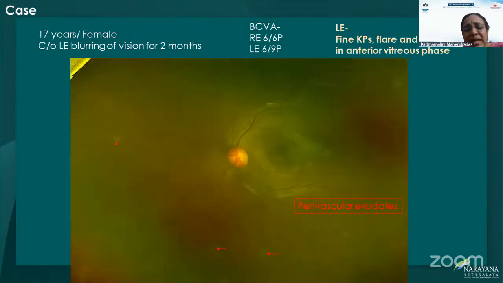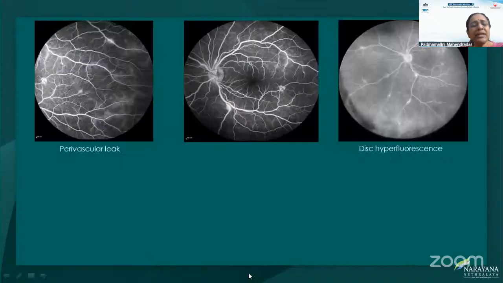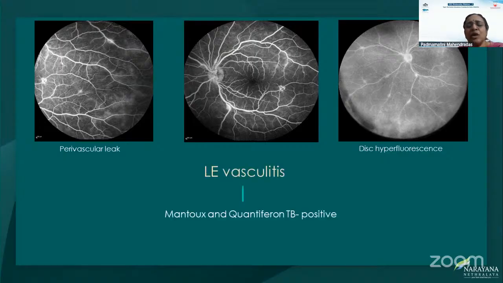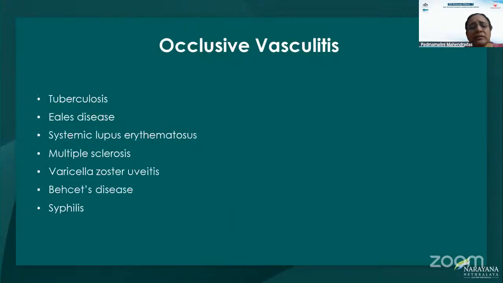We could see classical perivascular exudates where along the red markings, these are the perivascular exudates. FFA shows disc hyperfluorescence with staining and leakage along with staining of the vessels, staining of the scar. Mantoux and QuantiFERON test was positive. TB retinal vasculitis treated with anti-TB drugs and steroids.